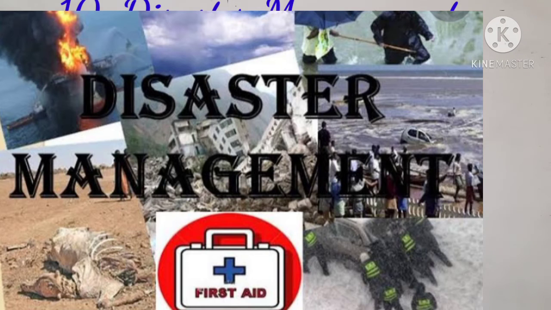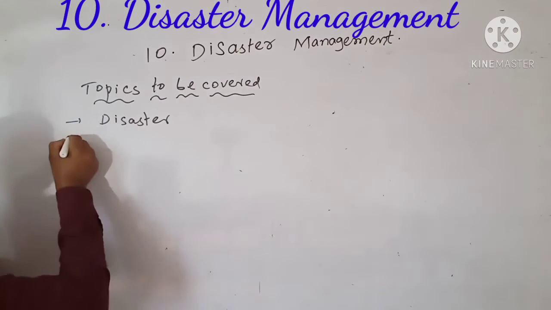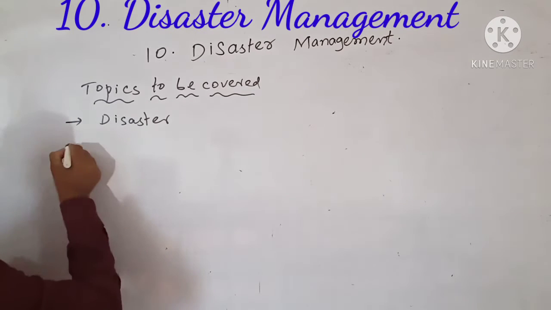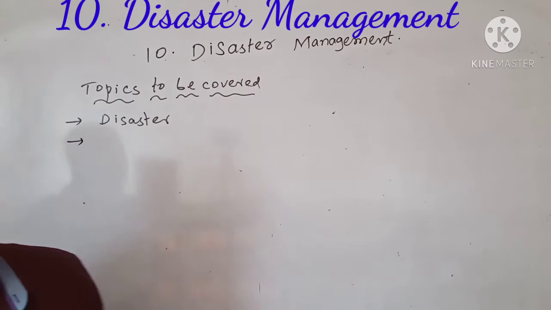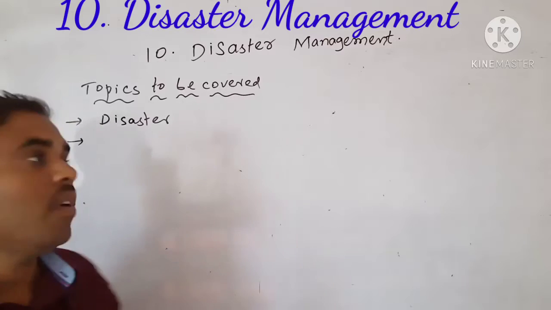Today we are learning the 10th chapter, disaster management. It is the 10th chapter. In this disaster management lesson, the topics to be covered are: first, disaster; second, types of disaster.